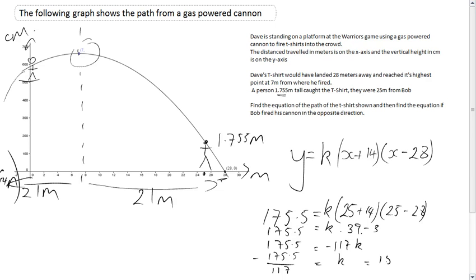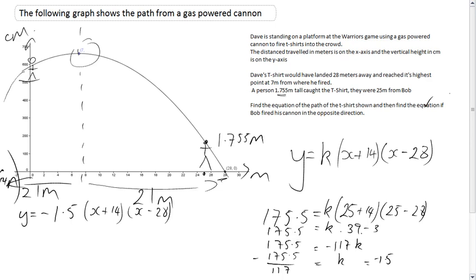1.5. So I've now managed to work out the equation, which is y equals minus, because it's a minus, 1.5 times x plus 14 times x minus 28. Okay, so that's my equation for this graph. So that's the first bit.